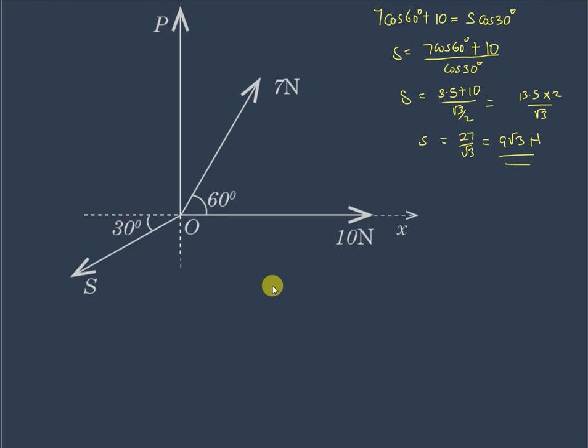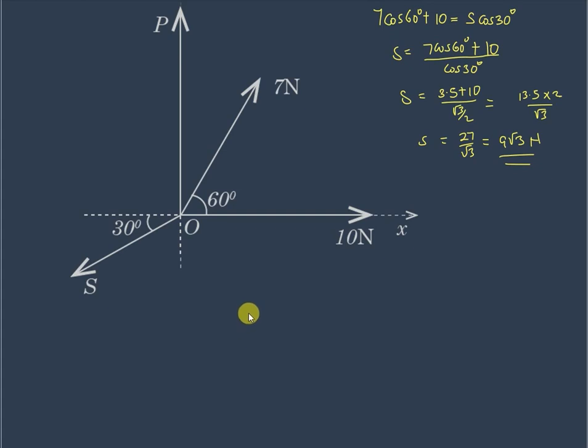We can also try to resolve vertically. We have these two forces P and 7, they have vertical components. This 10 is purely horizontal, so it bears no vertical component. But this 7 and this P have a vertical component. Even S has a vertical component. So we get the components that are acting vertically upwards, and we counterbalance them against those which are acting vertically downwards.